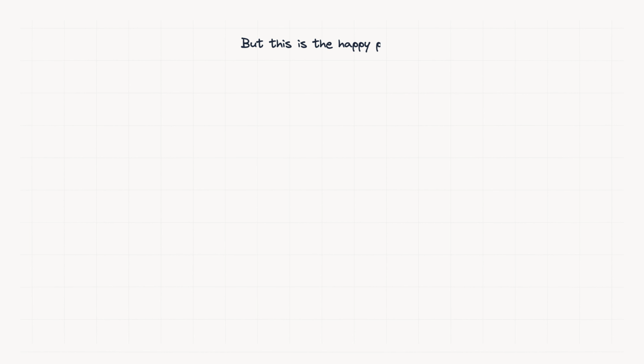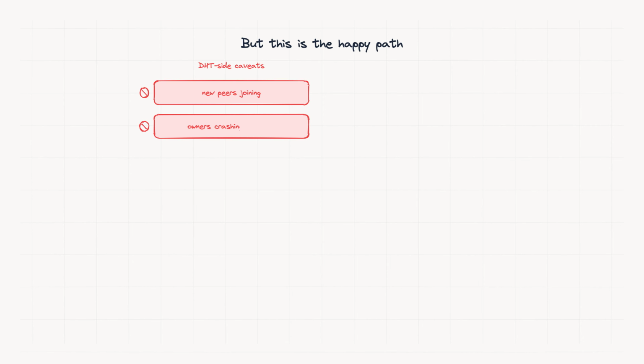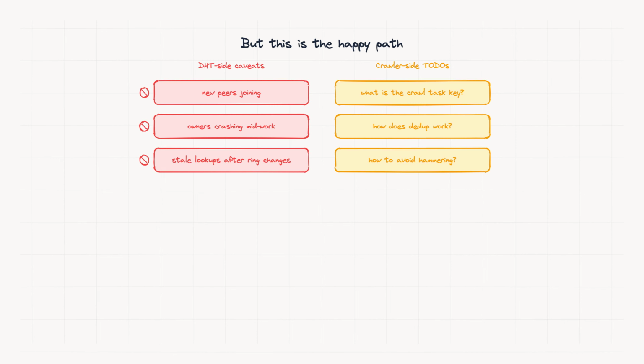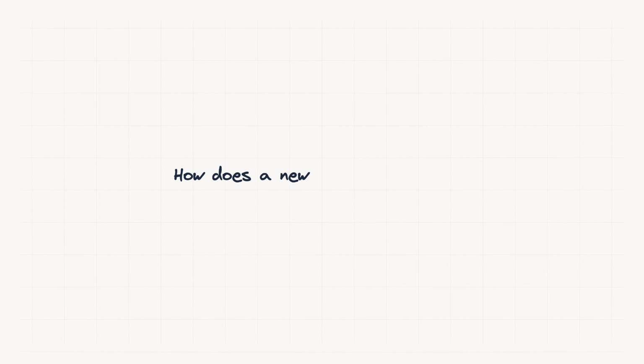But this is the happy path. Healthy DHT, reachable owner, stable ring. A real design still has to handle new peers joining, owners crashing in the middle of work, and stale lookup results after the ring changes. On the crawler side, we still need to decide what the crawl task key actually is, how deduplication works, and how to avoid hammering a website. But all of those decisions get easier once the DHT layer itself is solid. So let's start there. How does a new peer actually join the ring?